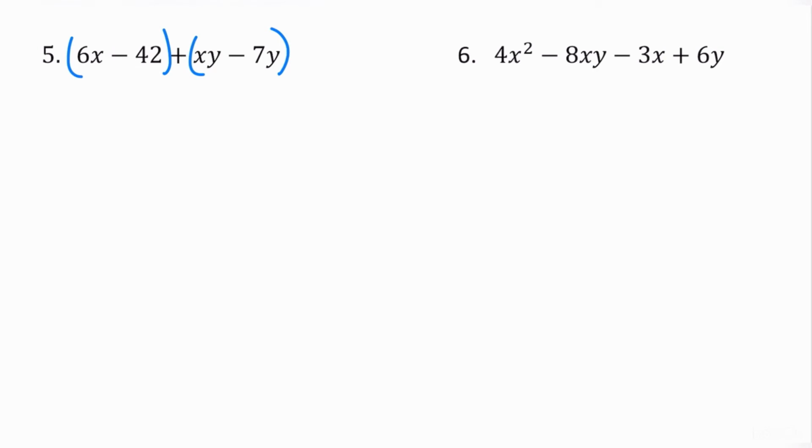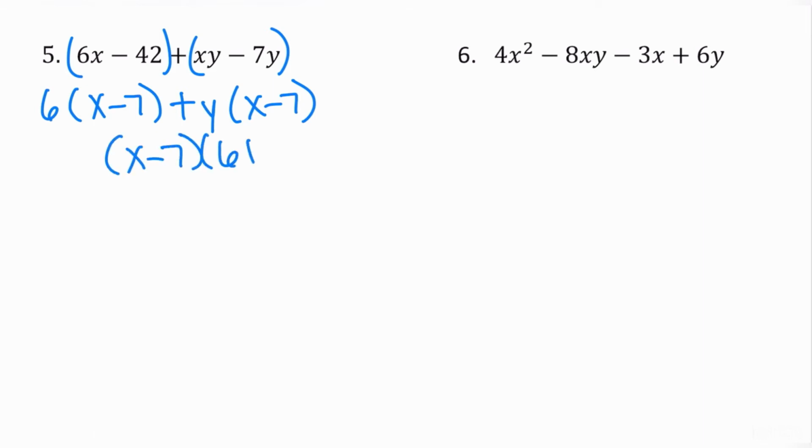So in the first group, they are both divisible by 6. So I'm going to factor out the 6. I'm left with x minus 7. Plus, from the second group, they both have a y in common. So I factor out the y, and I'm left with x minus 7. Once again, once I see this, I'm really happy because I know that I can just factor out the x minus 7 that they both have in common, and I'm left with 6 plus y, so I'm done with the problem. Go ahead and pause the video, do number 6, and then press play when you're done.